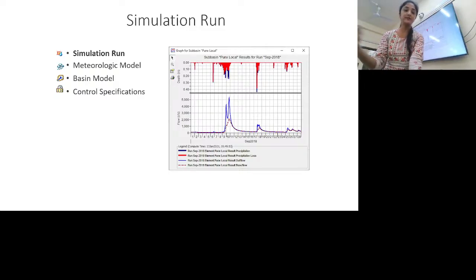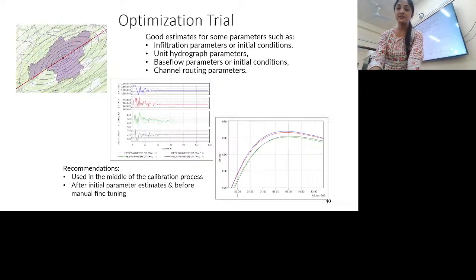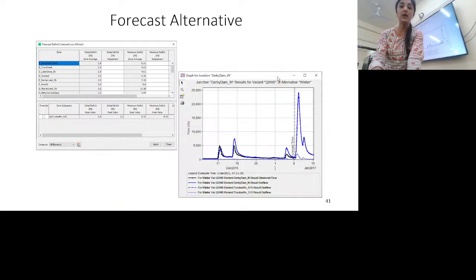For simulation run, we have to create the basin file, meteorological model, and control specifications. So simulation run is basically the combination of all these components. Then optimization trial, there are some algorithms for this method. We have to take some objective function, then some algorithm, and we have to optimize the model. So this is the optimization trial method.